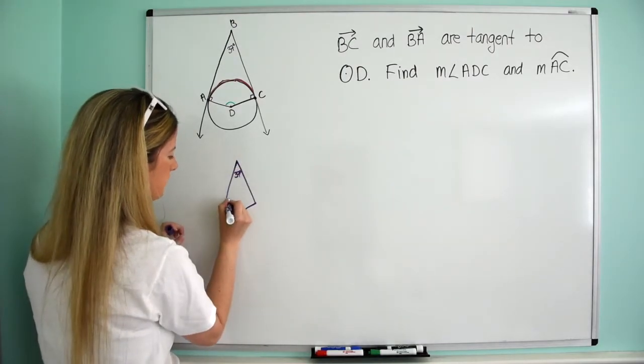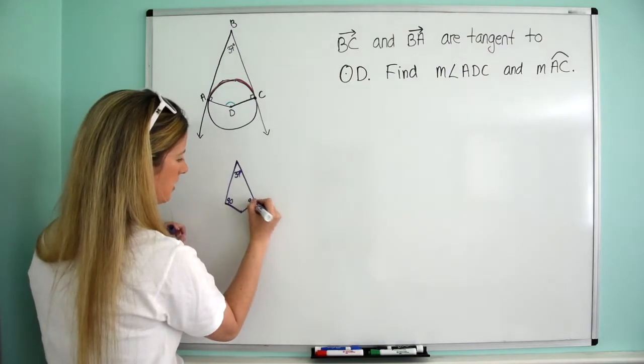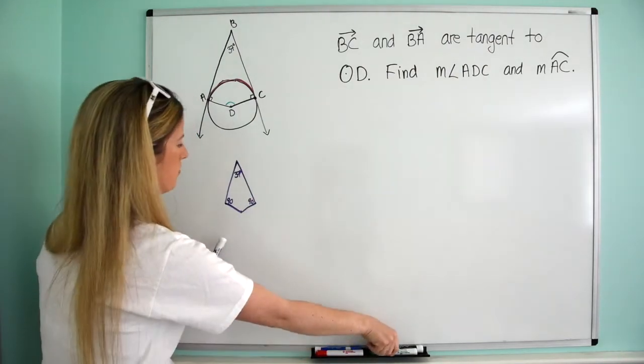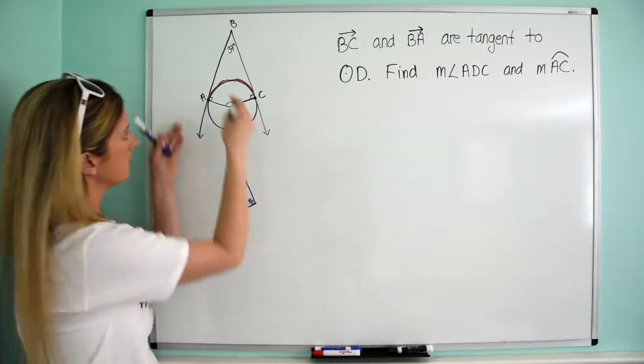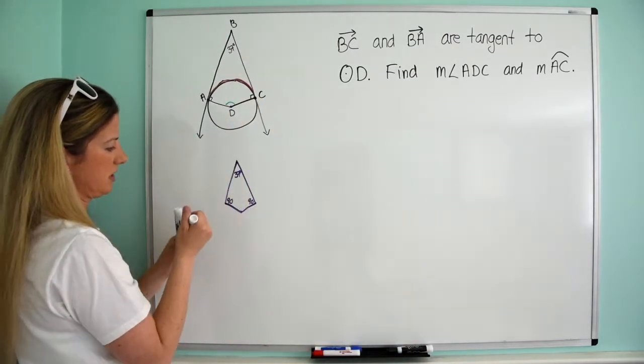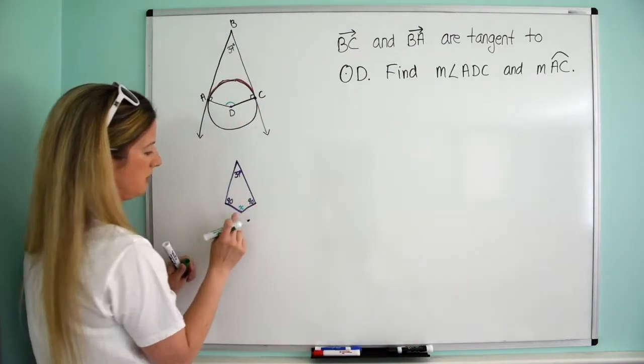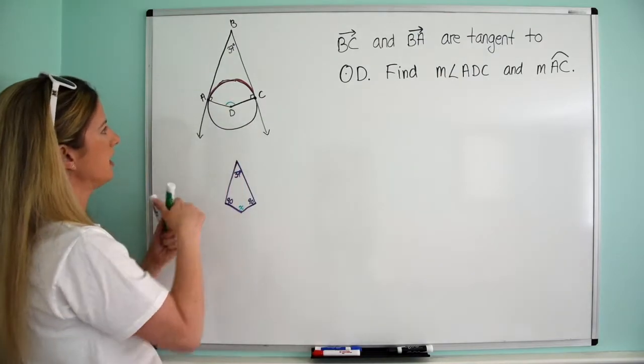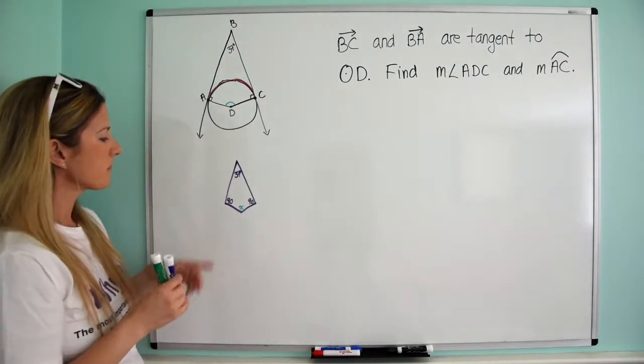Okay, so we've got 37, this is 90, and this is 90, okay? And remember, this is the angle we want to solve for. So all I did was I pulled this quadrilateral out down here. We'll call this X. This is the angle I want to solve for, angle ADC, okay?